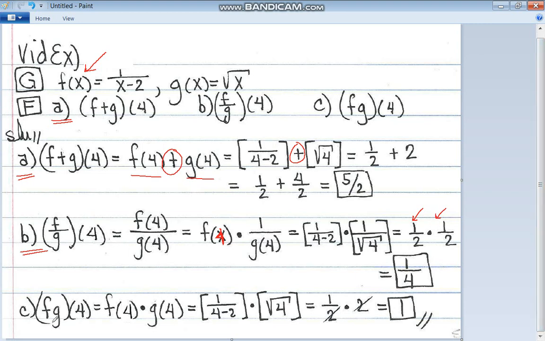And finally, we're asked on part C to find f times g of 4. F times g of 4 at the bottom is f of 4 times g of 4. But what's f of 4? Let's evaluate it using this definition for f. It's 1 over 4 minus 2 times g of 4. But what's g of 4? Use this definition, evaluate it at 4, you get the square root of 4. So simplifying, this is 1/2 times 2. The 2 on the top cancels with the 2 on the bottom, and our answer is 1.